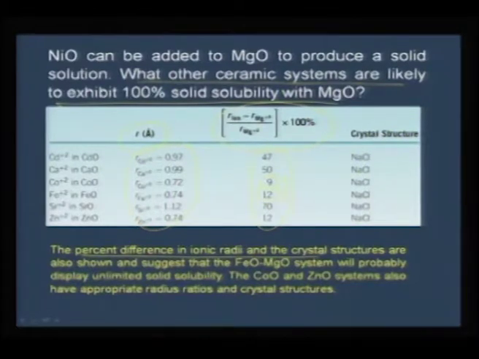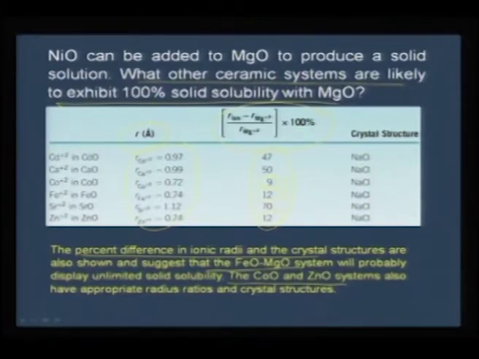So, the percent difference in ionic radii suggests that the FeO and cobalt oxide systems can be substituted very comfortably into MgO. Therefore, you need to have a knowledge of what sort of ionic radii your dopant ion has and how much percentage difference there is. Based on this, you should be able to even map what sort of reaction you can carry out and how the solid solutions can be made.